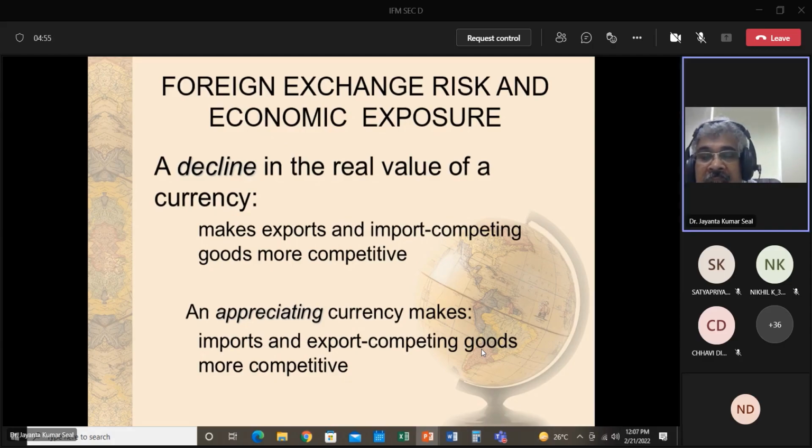On the other hand, an appreciating currency does just the opposite. So my imports become cheaper when my currency appreciates. Earlier $1 was equal to 75, now it is 74, so now I can import goods at a lower price. Similarly, the goods which compete with my exports become more competitive. So that's appreciating and depreciating currency in simple terms.